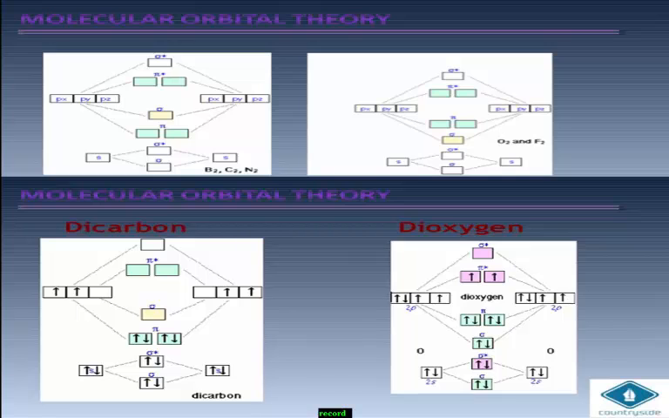Bonding molecular orbitals are represented by sigma and pi, but anti-bonding molecular orbitals are represented by sigma star and pi star. When you observe these diagrams, some orbitals are represented by sigma and pi, and some orbitals are represented by sigma star and pi star. These stars represent anti-bonding molecular orbital electrons.